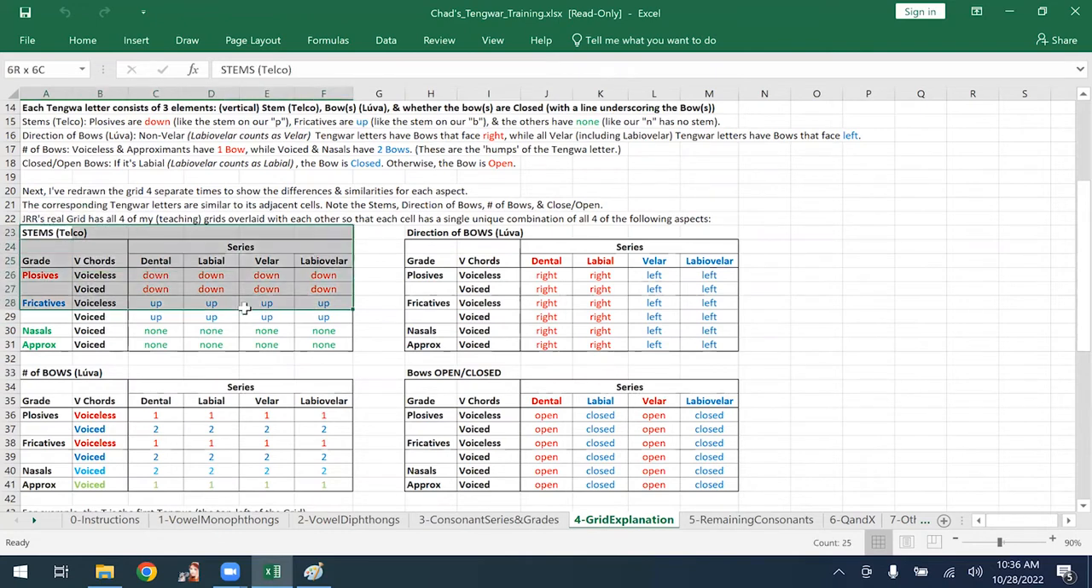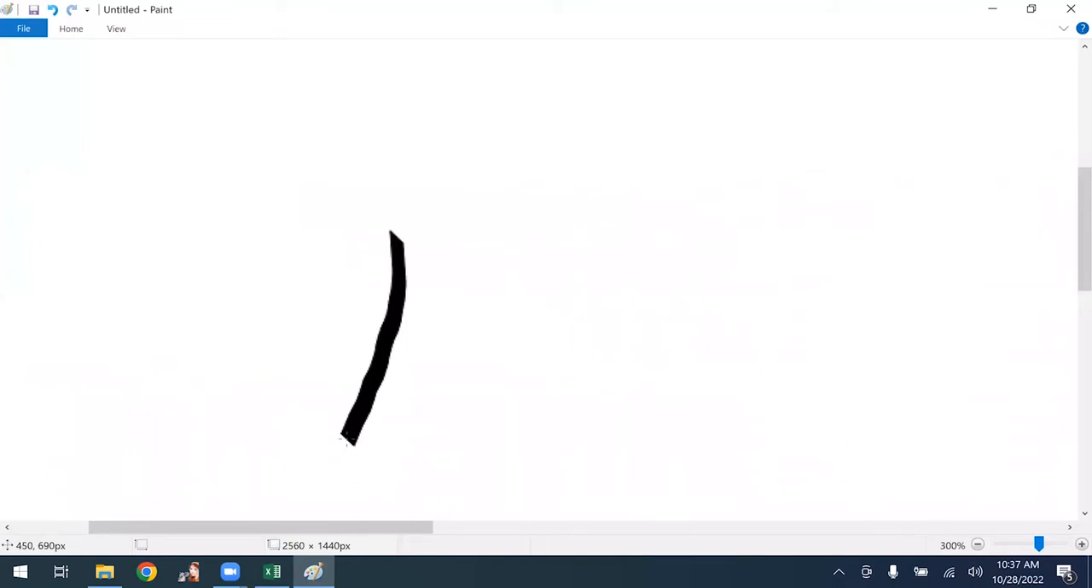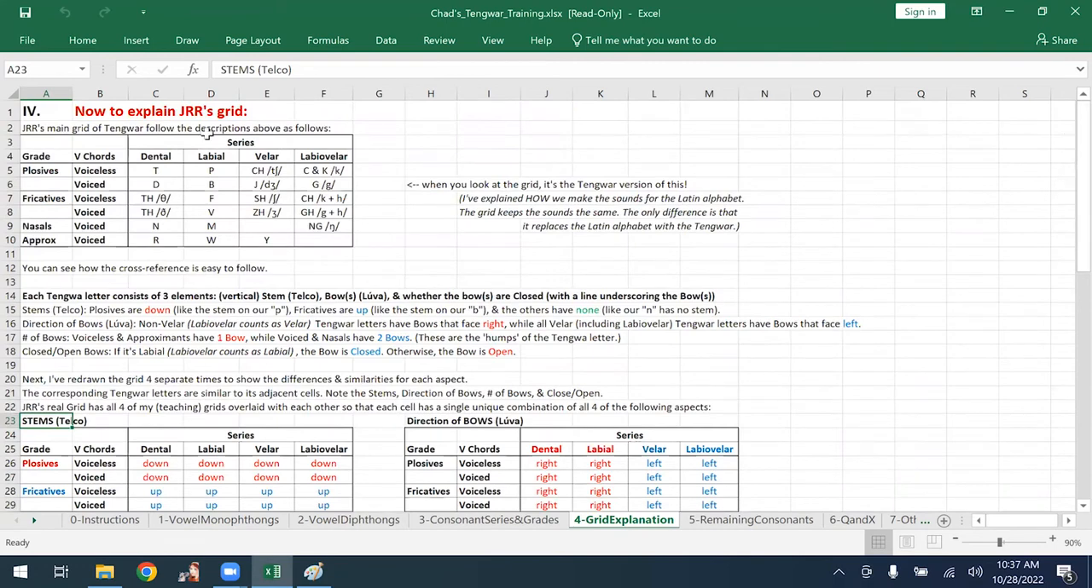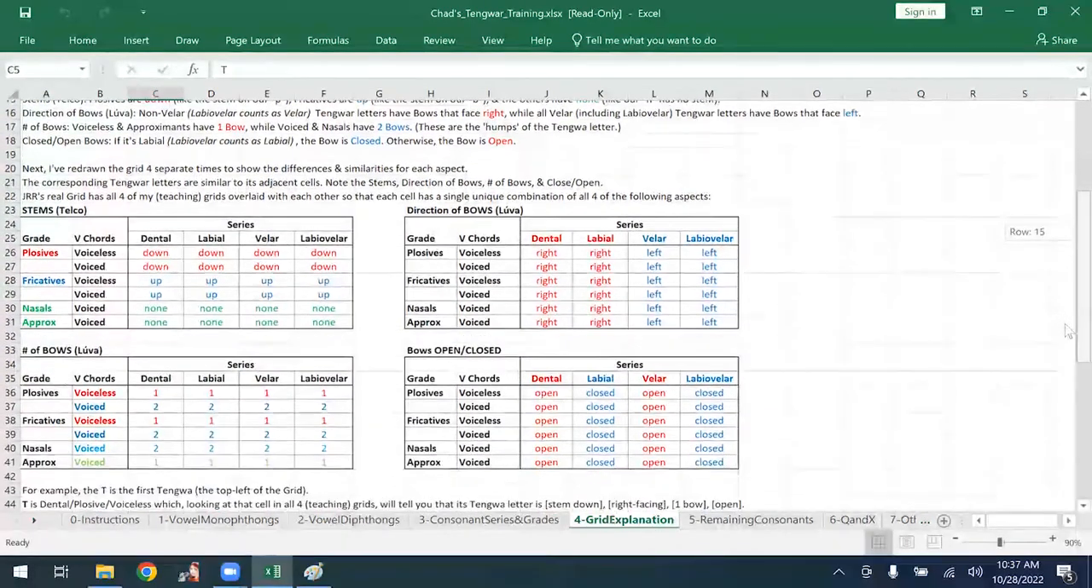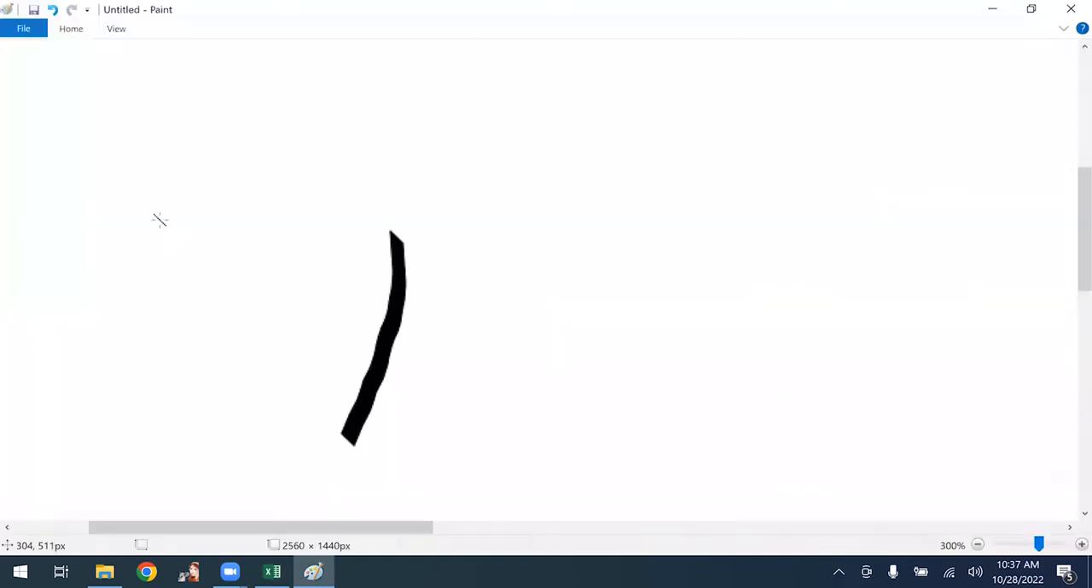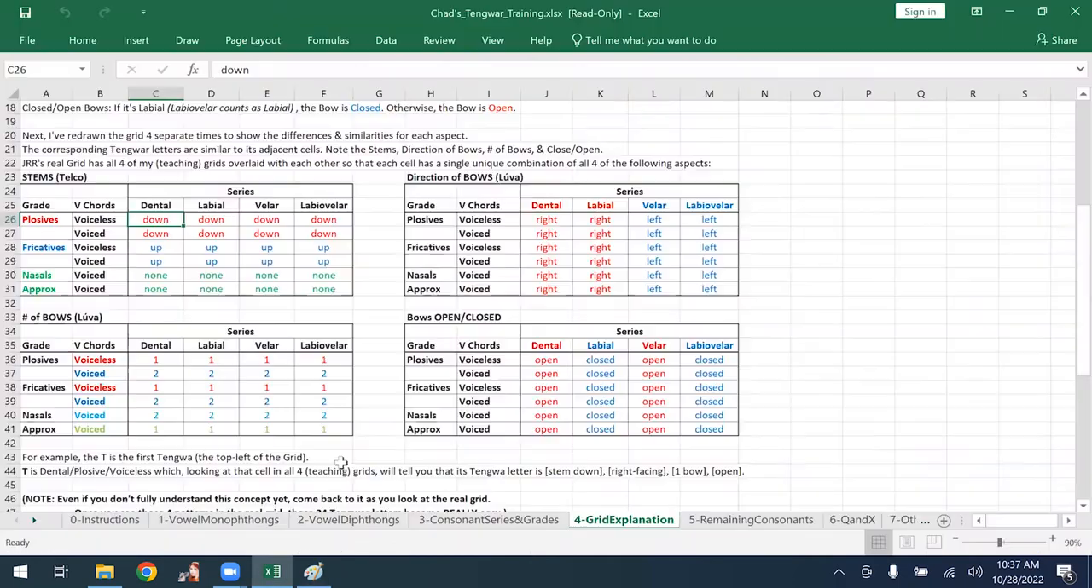Each Tengwar has a stem, which he calls a telko. The stem is the stem when you're writing it. So basically, if we come here, that's the stem, right? I'm going to do the T, which, remember, this T is the first one. It's a dental, plosive, voiceless. So if I'm doing a T, dental, plosive, voiceless, the stem goes down. So that's why I did down, right?